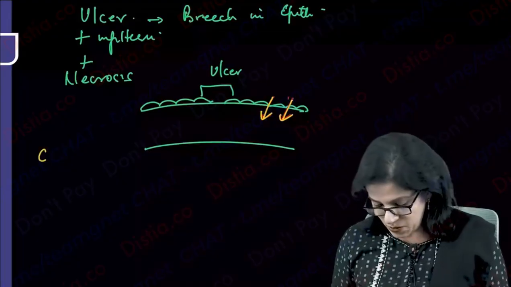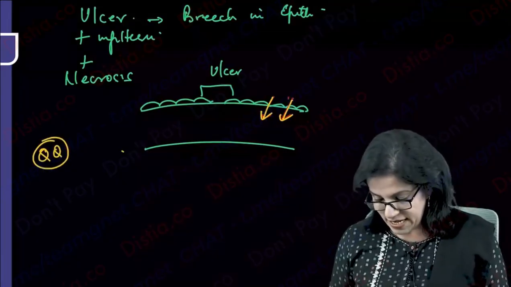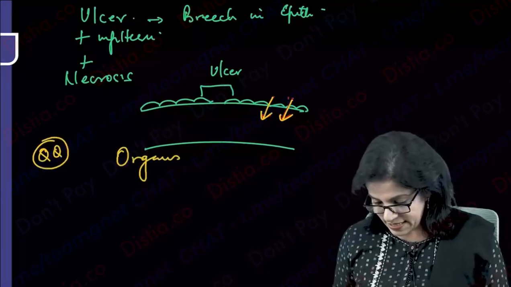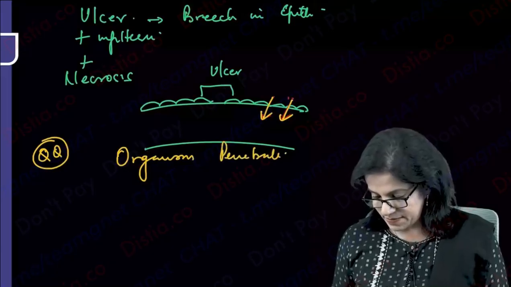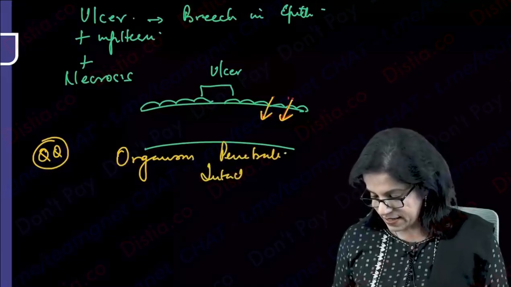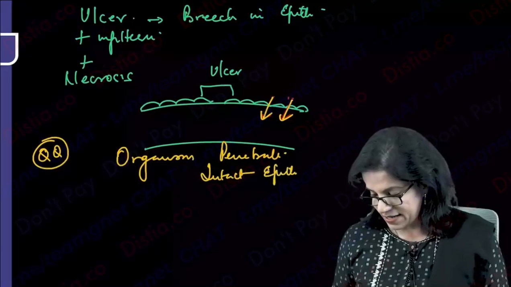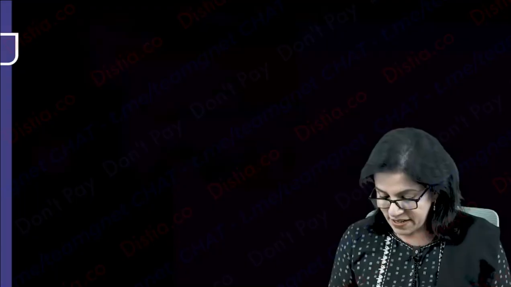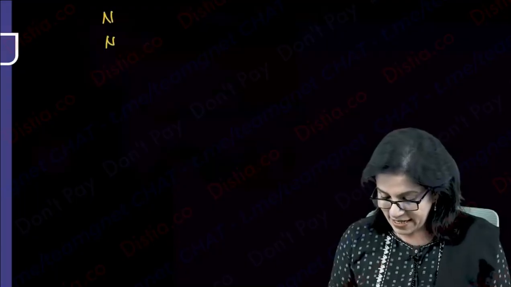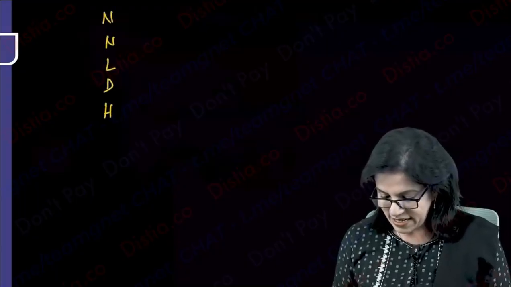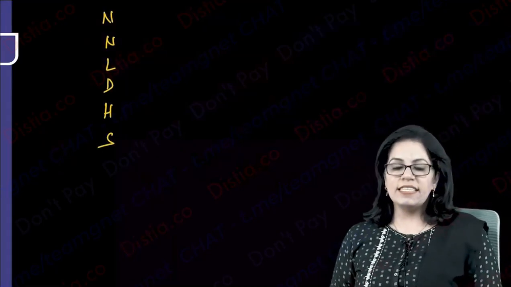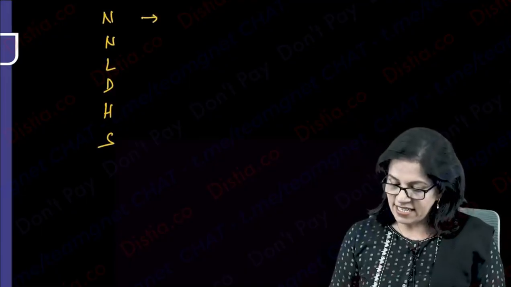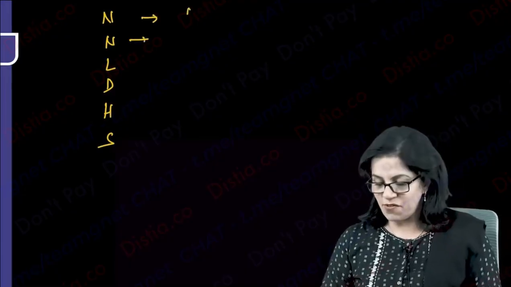Okay, let's make a nice Q and learn it. Give the heading: organisms that can penetrate intact epithelium. So what are the organisms? We will learn this time with the mnemonic NN, LDH, and last May, the recent edition, S. So NN, LDH, S. What is NN? Simple, both the Neisserias, you'll never forget it.